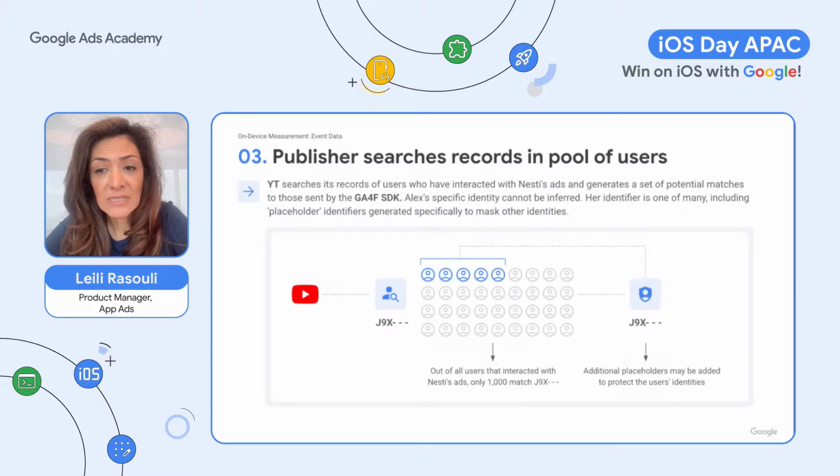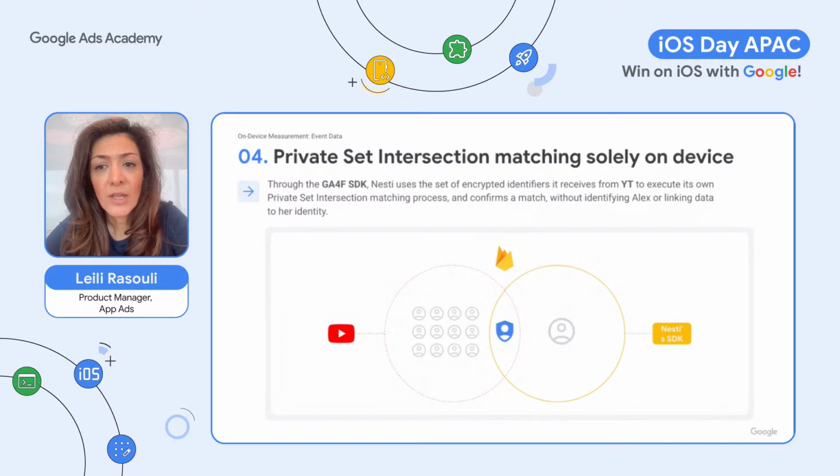It is impossible to single out Alex because her identifier is one of many in a group that also contains fake IDs for masking purposes. Through the GA4F SDK on the device, Nestle uses the set of encrypted identifiers it receives from YouTube to execute its own private set intersection matching process and confirms a match without identifying Alex or linking data to her identity.